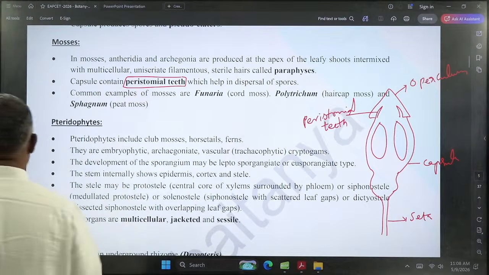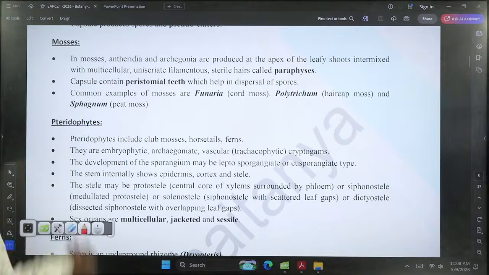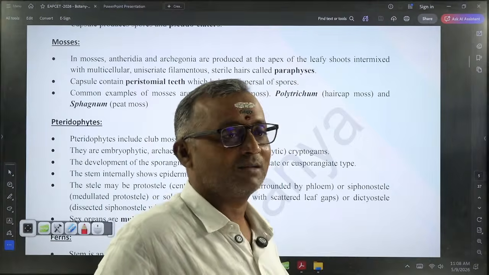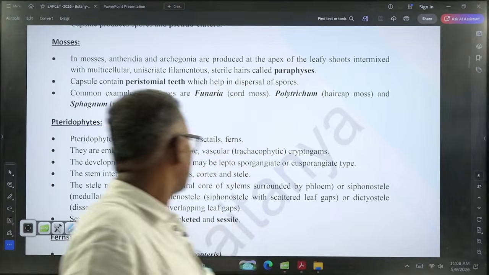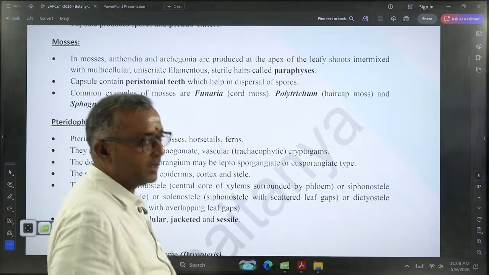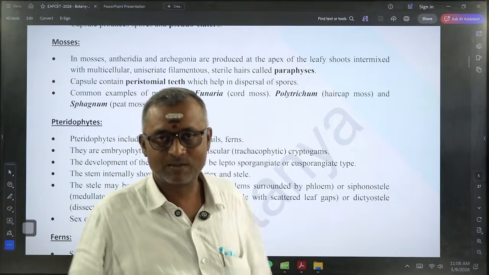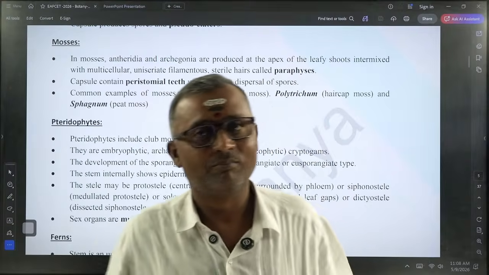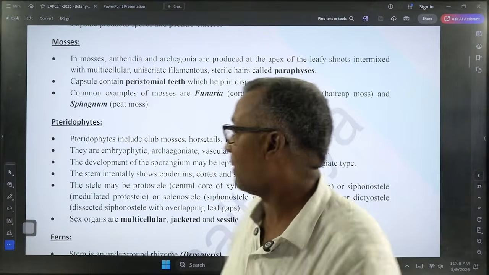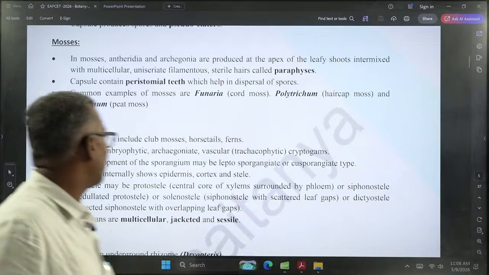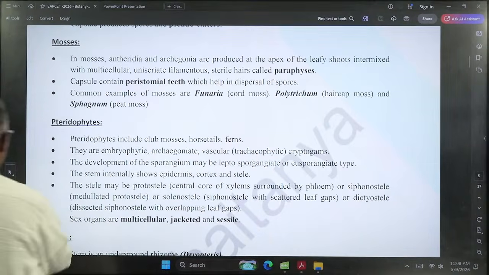Now common examples, as you know, we have Funaria, which is also called cord moss or fire moss. Fire moss, the word also you can use. Fire moss or cord moss, Polytrichum, hair cap moss, and Sphagnum, peat moss, bog moss. Understood? Peat moss, bog moss, these are all various common names that we use for Sphagnum.